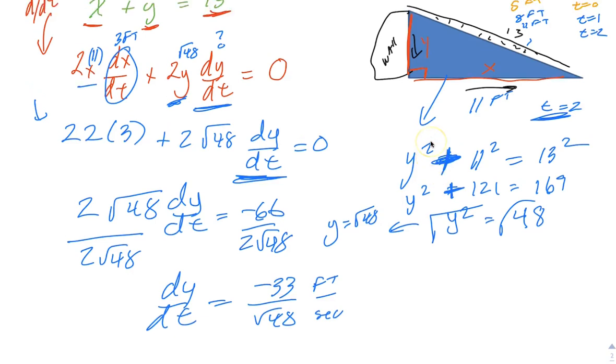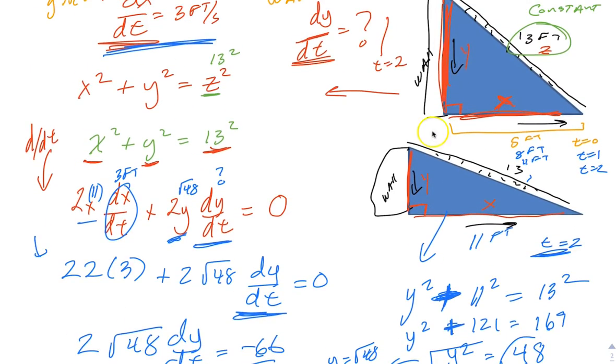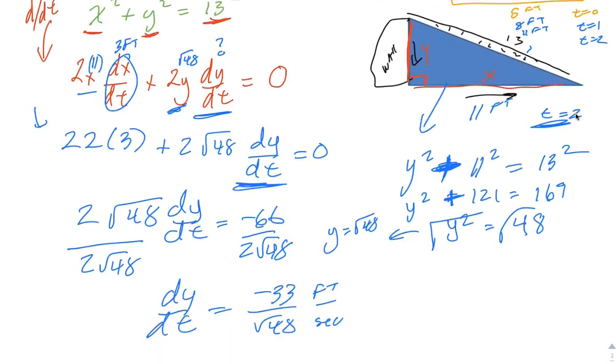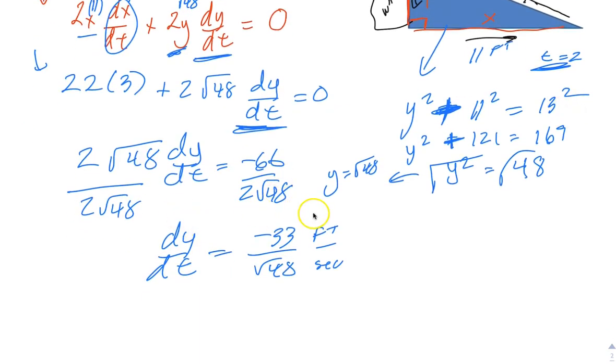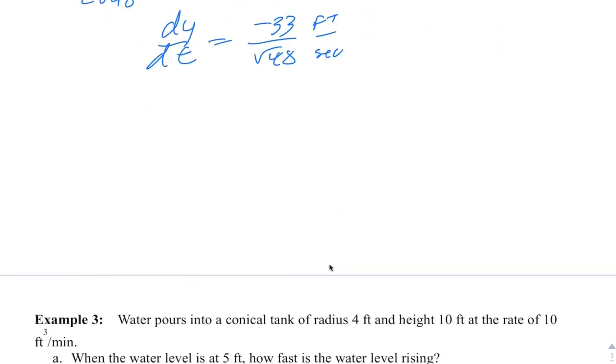It's because, look at our graph, right? The y is going down, so it's falling, so it's a negative value compared to the x, which is going to the right. So that's why it's negative, right? Because the y values are going down, it's falling 33 feet every radical 48 seconds. So that's that problem. Let's move on.